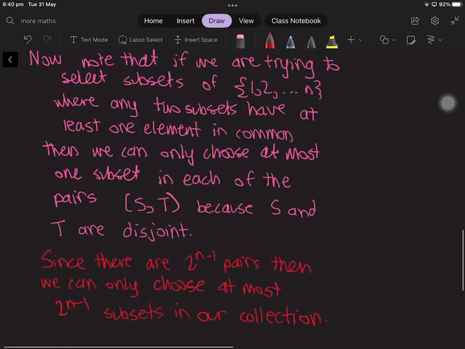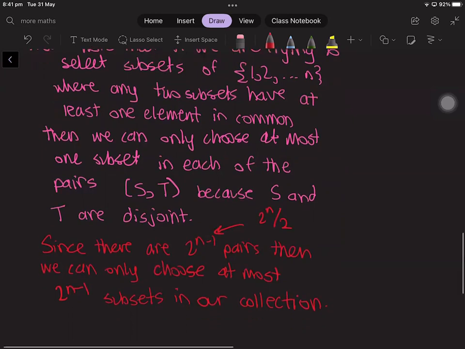And since the number of pairs is 2 to the n minus 1, which is the same as 2 to the n divided by 2, the maximum number of subsets we can choose will be 2 to the power of n minus 1. This is using the pigeonhole principle. Because if we had more than 2 to the power of n minus 1 subsets, then by the pigeonhole principle, 2 of them must be in the same pair, which is a contradiction because the 2 sets would have to be disjoint.